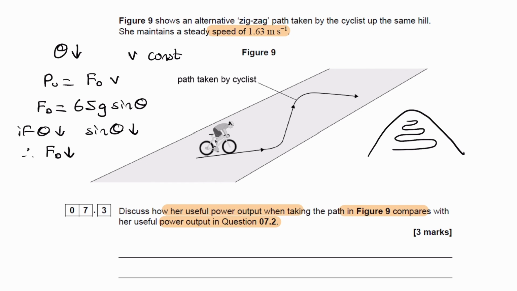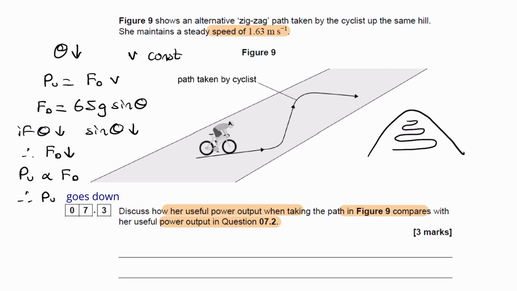And if the driving force goes down, looking at this equation that we have here, then the useful power output would also decrease. So useful power output is proportional to the driving force. The speed is just constant, so we're not considering that. Driving force goes down, and therefore useful power output goes down.